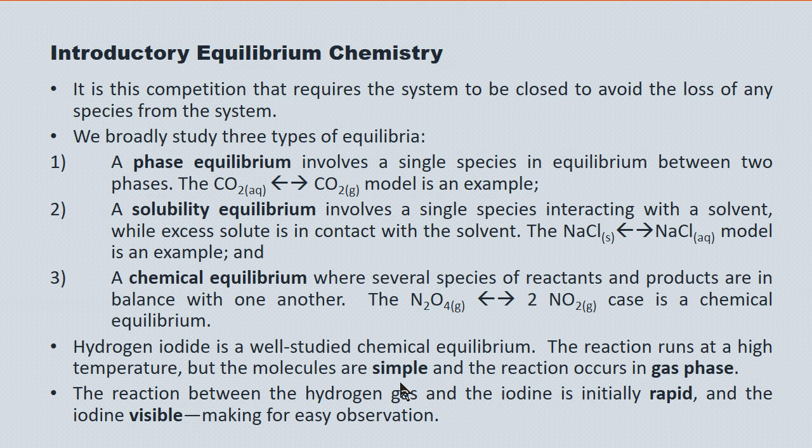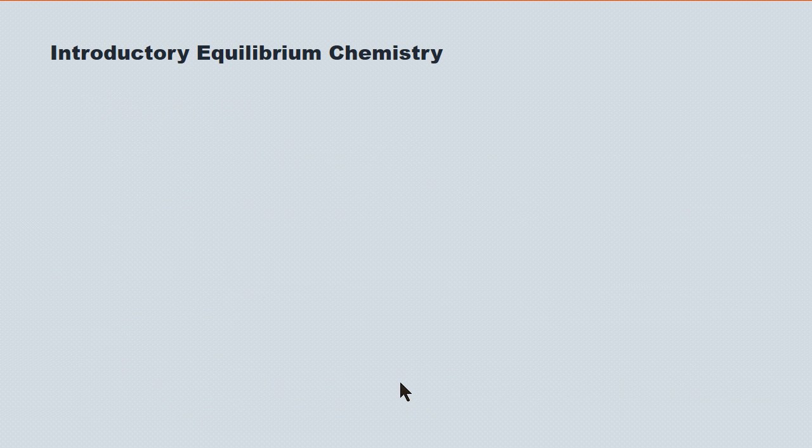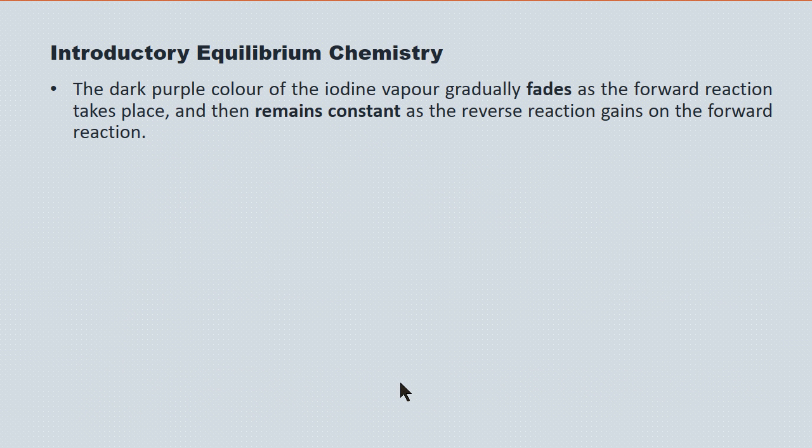The iodine is a visible molecule. I believe it's purple in color. It makes for easy observation. Yeah, it's purple in color, and it gradually fades as the forward reaction takes place, and then it remains constant as the reverse reaction gains on the forward reaction to reach equilibrium.